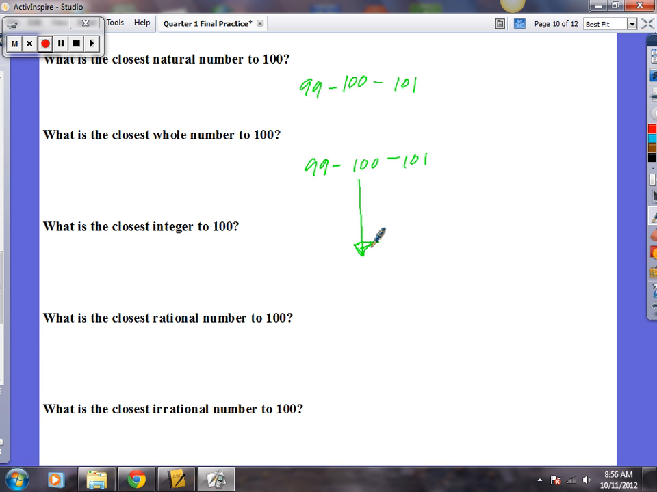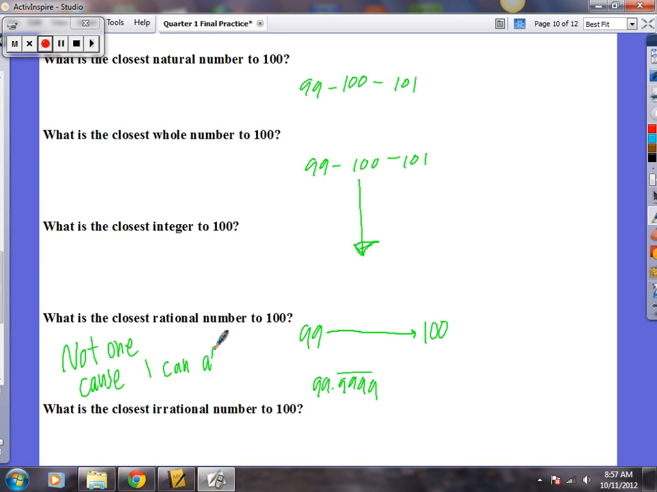Now what is the closest rational number to 100? So between 99 and 100, now we've got all these fractions and decimals. If you're going from 99 to 100, I want to know this number right before 100. And it's actually going to be like 99.9999. There's going to be millions of these. And the answer is there is not one. Because I can always find one smaller. Or bigger, I guess. In this case it would be bigger.